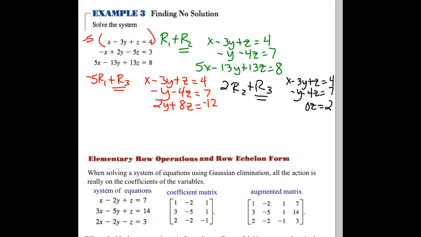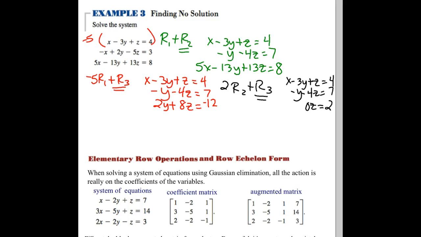Now here's where we run into a problem. What happened in the bottom equation? All our variables disappeared. Okay? Think back to when we solved a system. If all the variables disappeared on the one side, you had to look at what was left. Is it a true statement or not? Can 0 times z equal 2? No. 0 times anything is going to be 0, right?